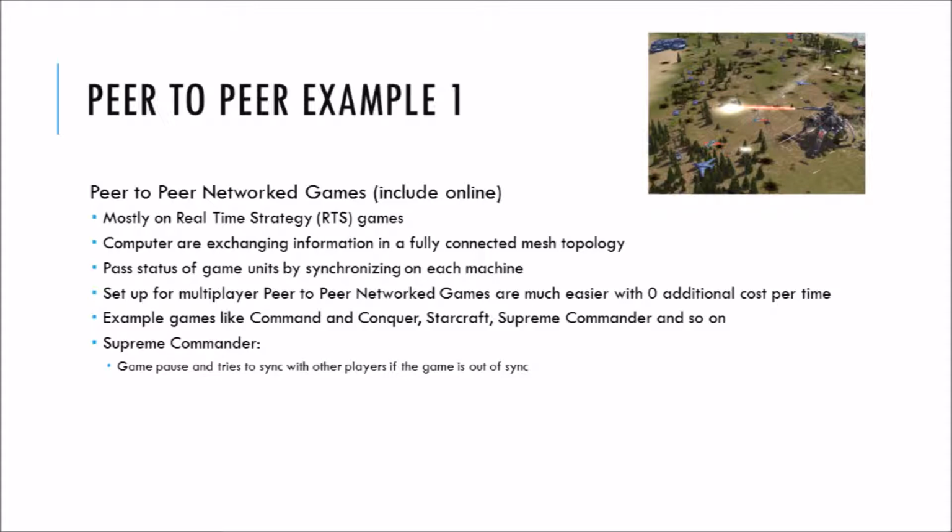Pass status of game units by synchronizing on each machine. Imagine that 150 units in the battlefield are moving, therefore required to resynchronize on each machine to avoid lags and jitters. Setting up multiplayer peer-to-peer network games is much easier with zero additional cost per time. Examples of peer-to-peer games are Command & Conquer, StarCraft, Supreme Commander, and so on.